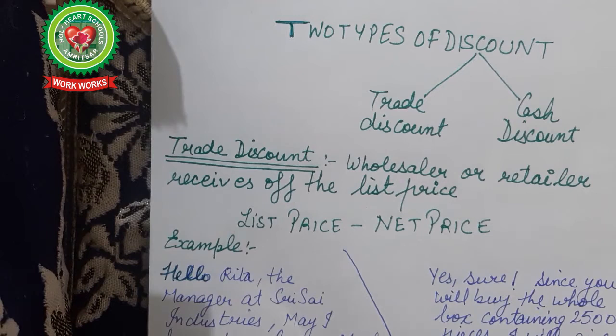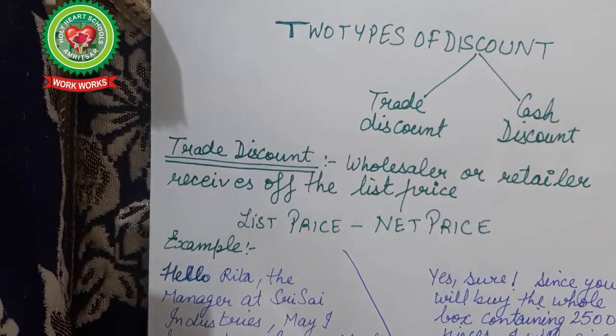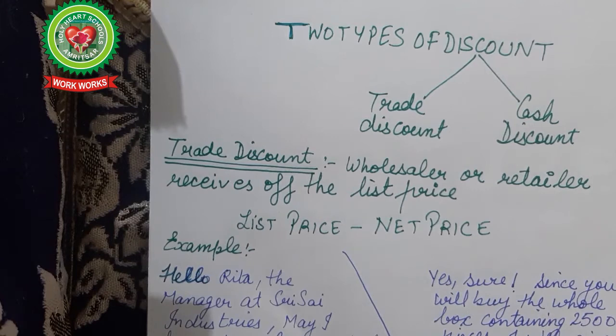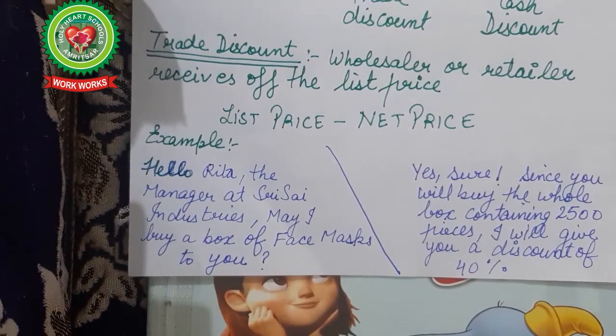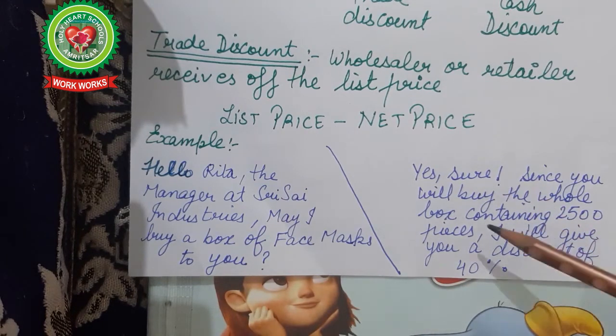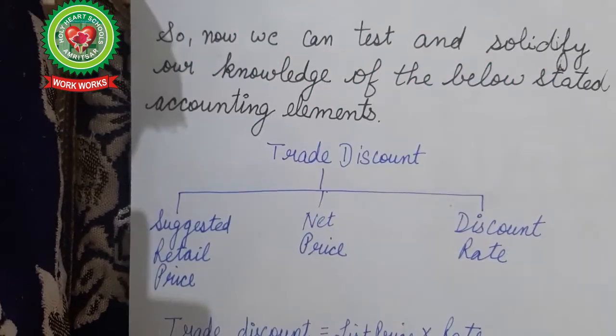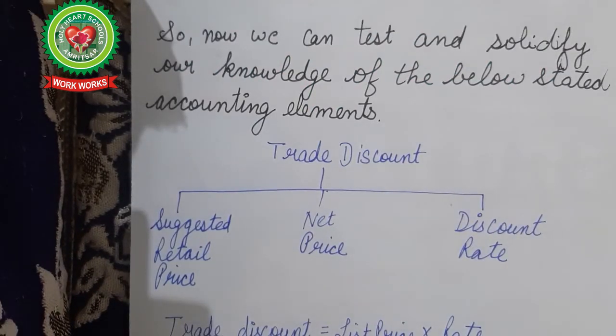First of all, say there is a phone call between Rita, the manager of Shri Sai Industries, and me. I want some gloves, so I called her. Hello Rita, the manager at Shri Sai Industries, may I buy a box of face masks from you? She said, yes, sure. Since you will buy the whole box containing 2500 pieces, I will give you a discount of 40%. So now we can test and solidify our knowledge for the below stated accounting elements.